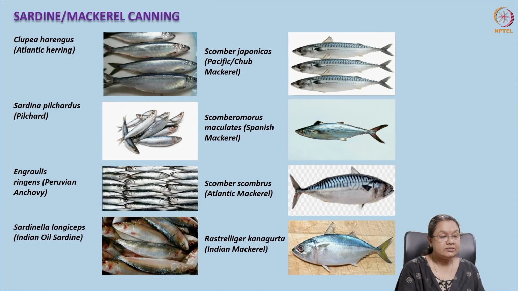Now coming to the next fish, sardine or mackerel. Here we can see in the sardine category we have Atlantic herring, pilchard, Peruvian anchovy, and we also have Indian oil sardine. Indian oil sardine is rich in oil, that's why it is called oil sardine. In the case of mackerel, we find chub or Pacific mackerel, Spanish mackerel, Atlantic mackerel, and Indian mackerel. So these are the different types of sardine and mackerel that are used for canning.